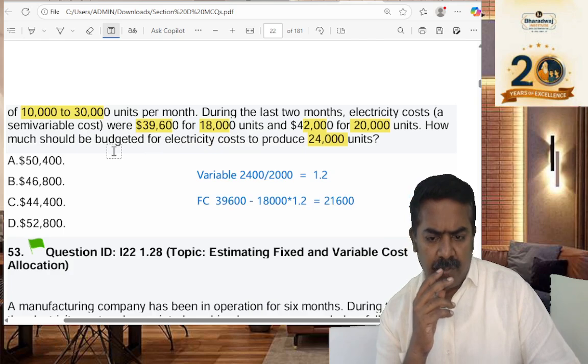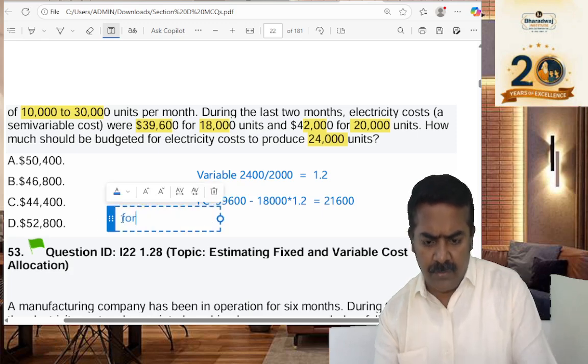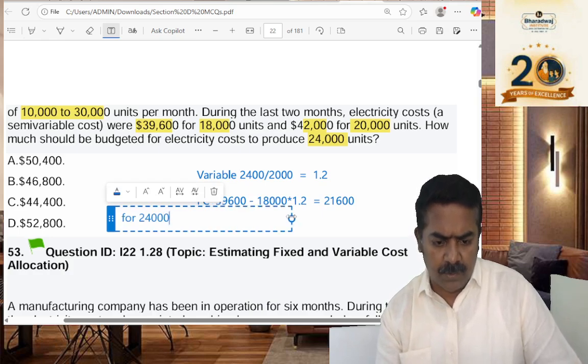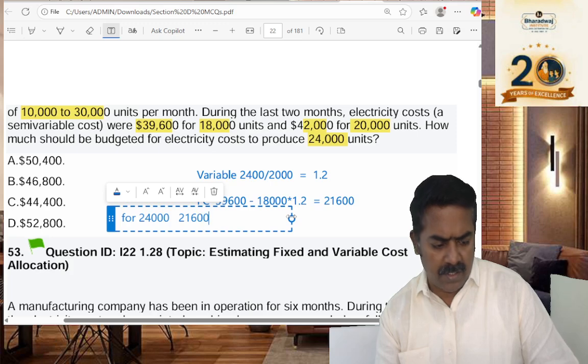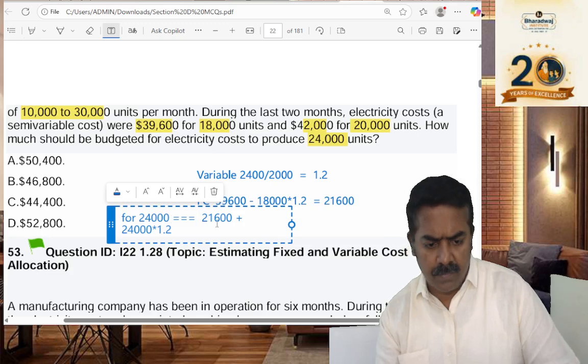So they asked you to find out total cost. Yeah, total cost will be for 24,000 units. For 24,000 units, 21,600 plus 24,000 into 1.2. What is the answer?